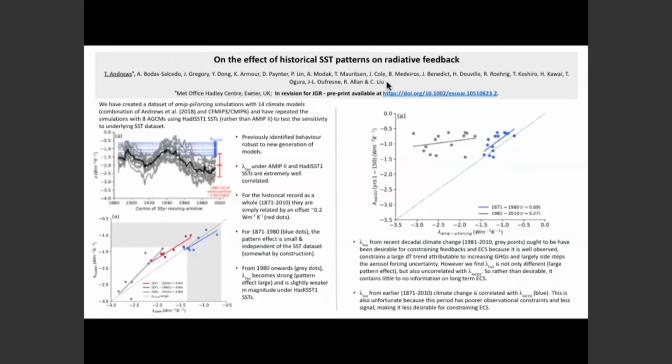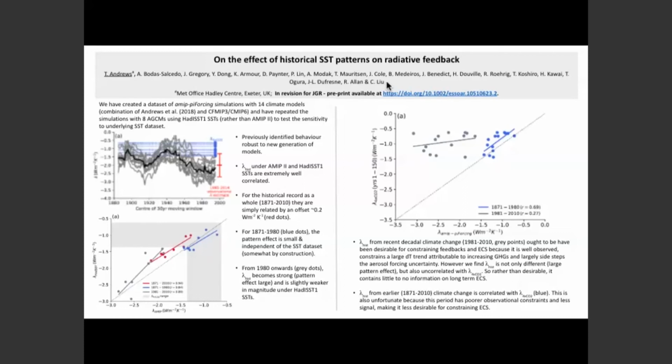The feedback parameters when you force the models with HadISST1 and AMIP2 SSTs are extremely well correlated. And for the historical period as a whole, it's about 0.2 watts per meter squared per K weaker with HadISST1 SSTs than AMIP2. For 1871 to 1980, we split the historical record into 2 periods, really an early period and a later period, which corresponds to the observed period when we have satellite observations from 1980 onwards. So when we have that big East Pacific cooling, we get a large pattern effect. And that's slightly weaker under HadISST1.